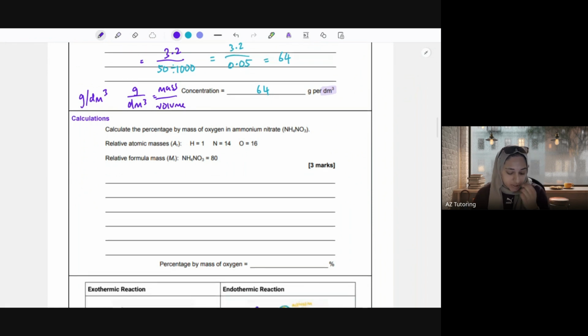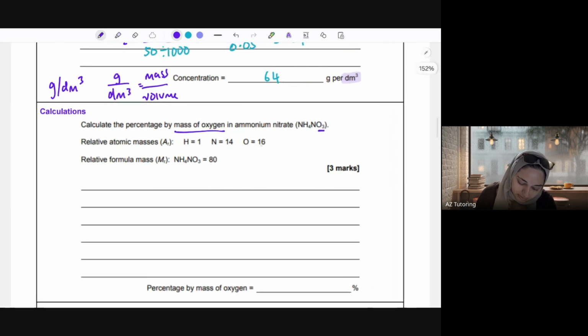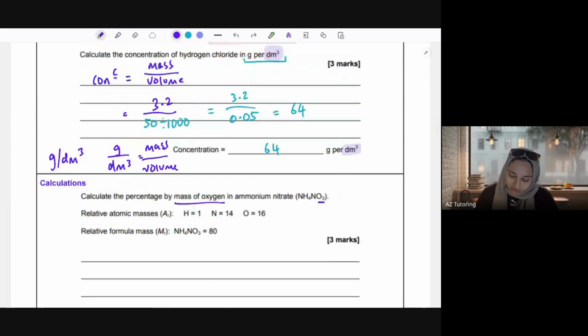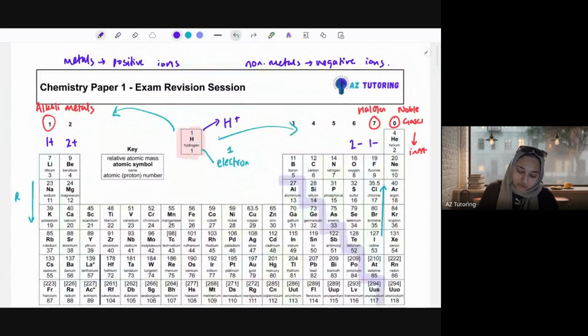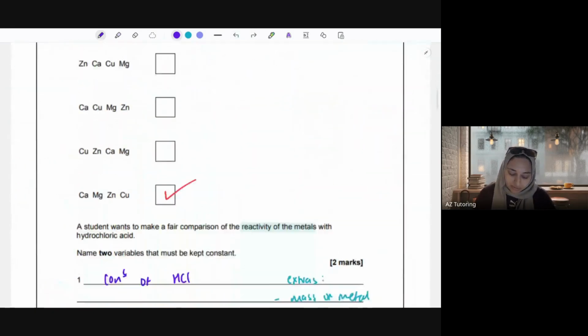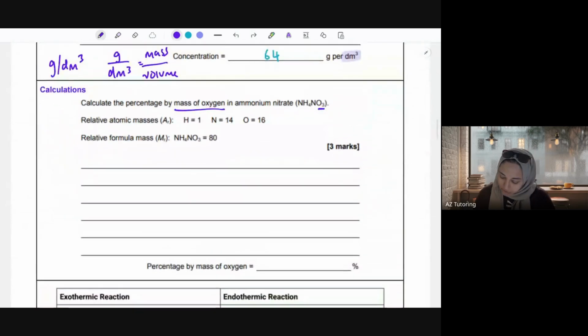So it says here, calculate the percentage by mass of oxygen in ammonium nitrate. So it's saying how much oxygen is in this full ammonium nitrate. We can see there's 3 oxygens here. They've been kind to actually give you what the Ar is and the relative formula mass. If they didn't give you this, you have to figure it out from the periodic table. Remember, it's just the mass numbers you're taking on top. So it says here oxygen 16. If you go to the periodic table, you can see oxygen is 16. So just in case they don't give you them, you should be able to figure them out from the periodic table.